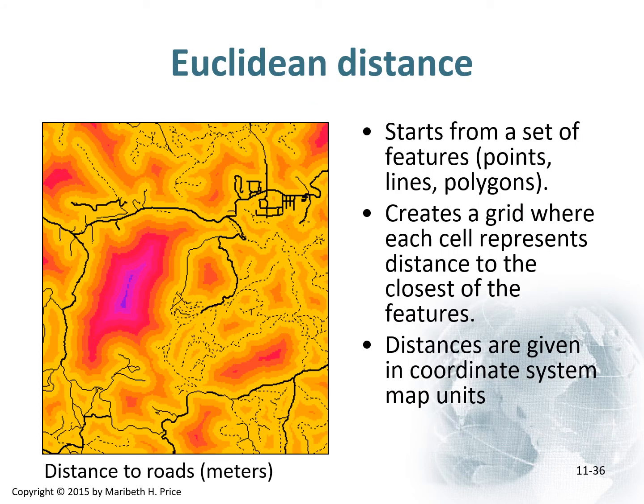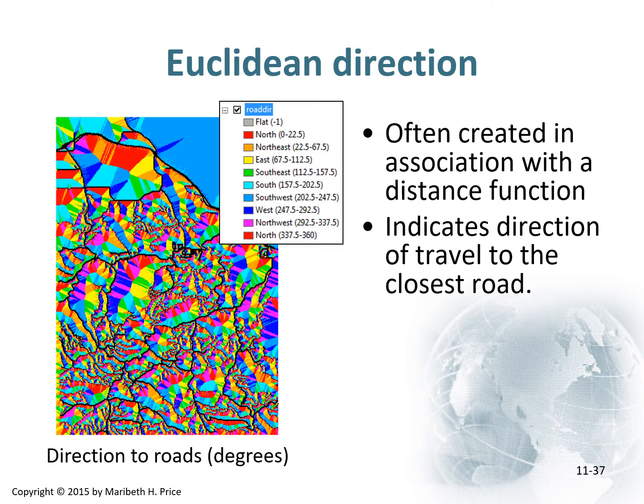Euclidean distance starts from a set point. It creates a grid where each cell represents the distance to the closest feature, and it gives it to you in the same units as the coordinate system. And that's what Euclidean distance is.